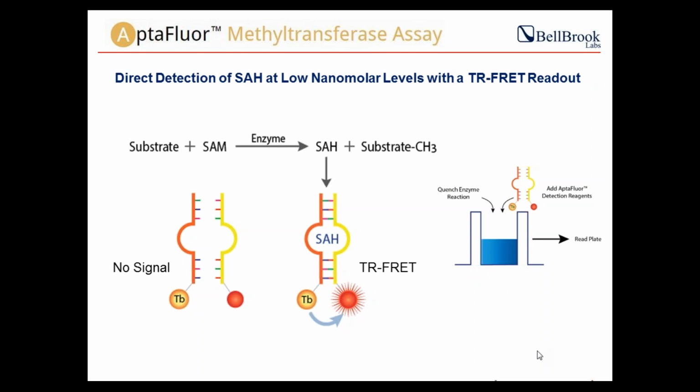The assay itself can be run in two steps. The first step is your enzyme reaction that you would typically run, where you add your substrate. Basically, you can run this assay with any substrate. It's a universal assay. So nucleosome or core histone proteins or peptides, anything. And then you add your SAM and your enzyme, and the reaction progresses. The next step is where you quench the enzyme reaction, and then you add the detection reagents. You incubate for a certain period of time and read the plate. So it's a really simple assay. There are only two additions involved.